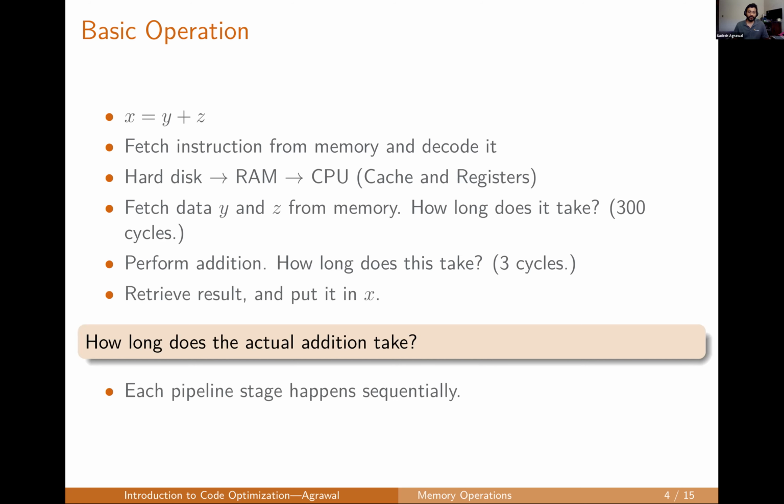Let's move on, and before that, think of this whole thing as the stages of a pipeline. These can happen only sequentially because the registers, the memory, is small, so you can't do everything simultaneously. You have to first fetch the instruction in the register, then fetch the data in the data register, and so on. So these happen sequentially.